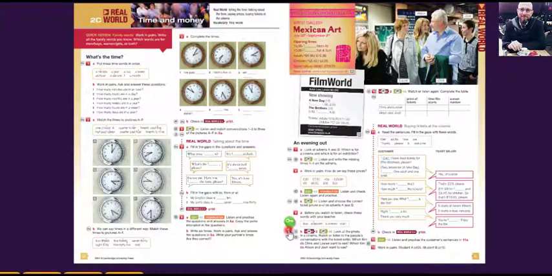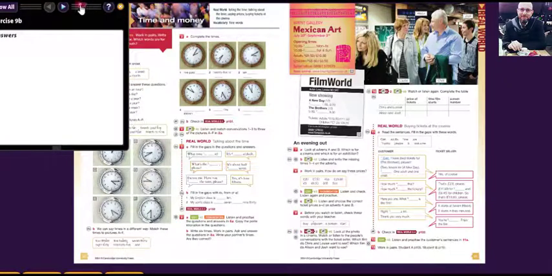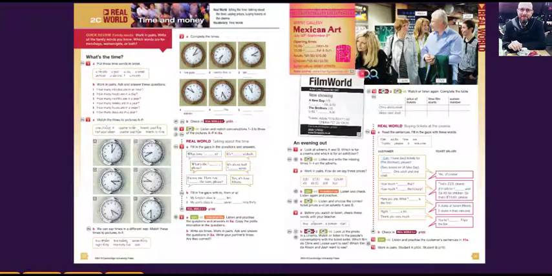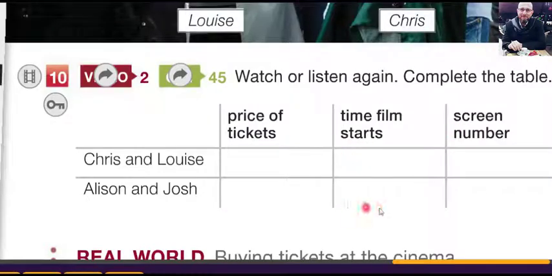Okay, guys, so the answer here. Chris and Lewis, The Brothers. Allison and Josh, A New Day. So now we will do exercise number 10. In exercise number 10, we will watch again, okay? And here you will write the price of tickets for Chris and Lewis and for Allison and Josh, the time the film starts, and the screen number. Okay, so let's watch again.